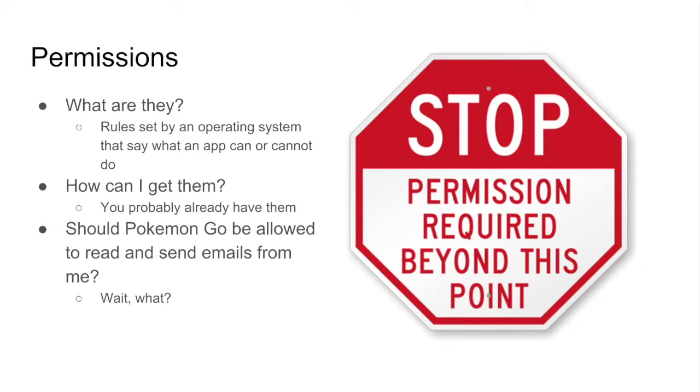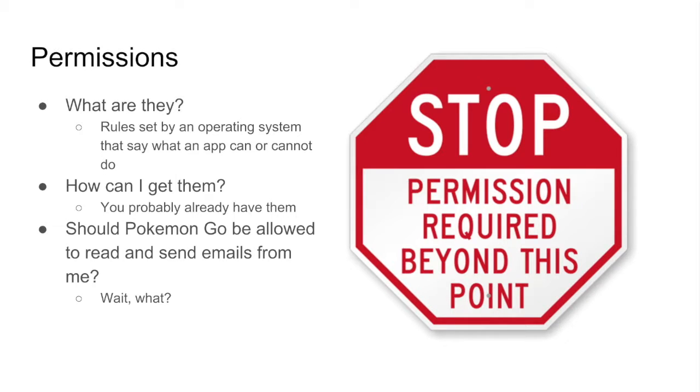Permissions are rules set by the operating system that say what an app can or cannot do or access. Every app on your phone has specific permissions that are defined by the operating system but agreed to by the user. However, it's not always clear exactly what you're agreeing to.